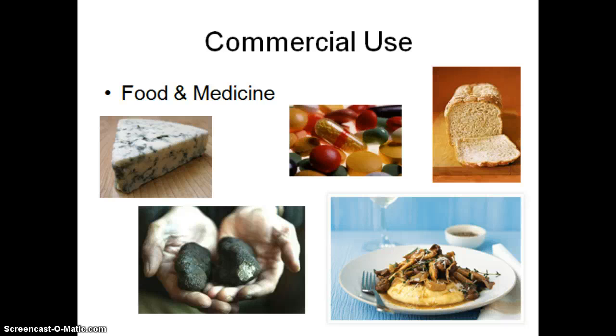Some of the positives are that we can make food: blue cheese, here are some truffles, yeast makes bread, and if you've ever had delicious mushrooms on pizza or some other things, they have a lot of good uses for us from a culinary standpoint. Penicillin is made from a fungus, so a lot of medications can be made by the use of fungus. So those are some of the goods as well.